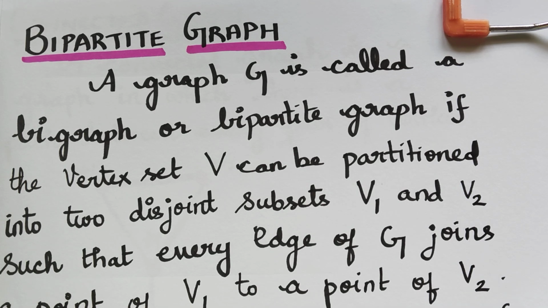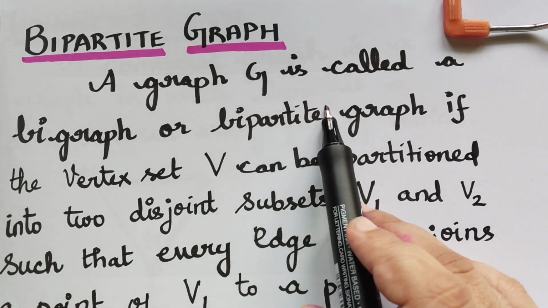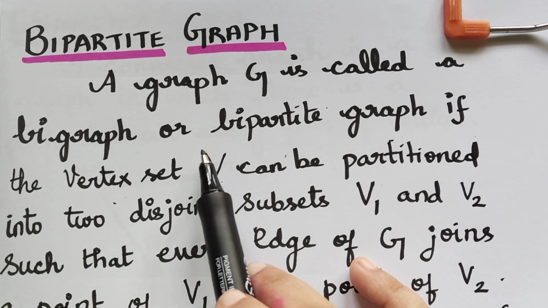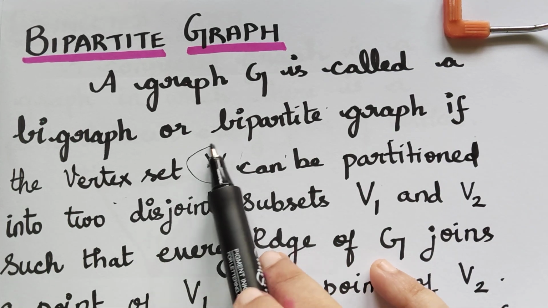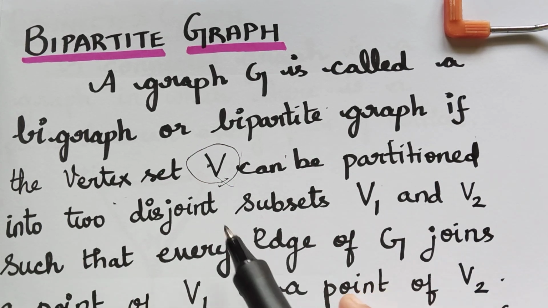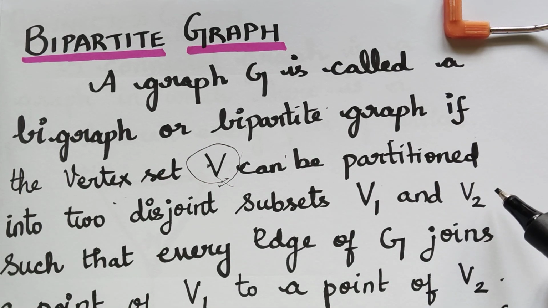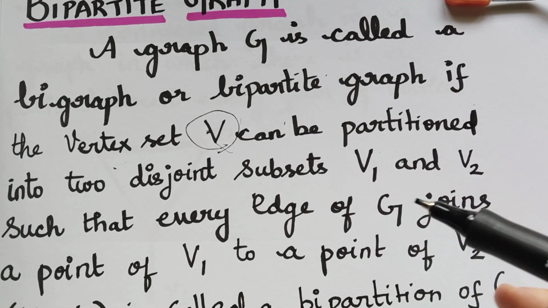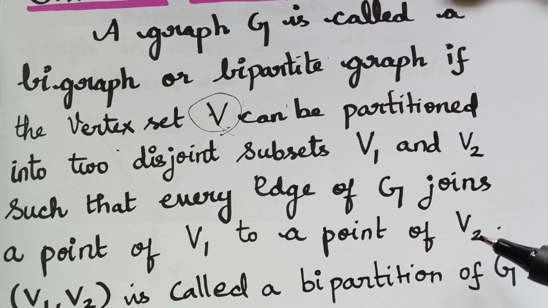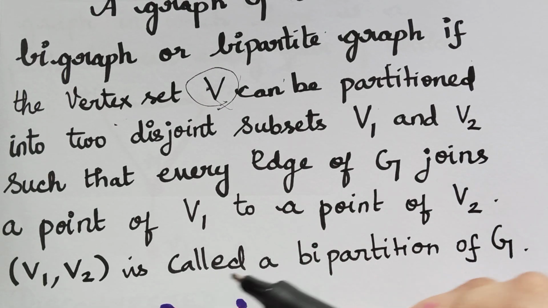Next we have the bipartite graph. A graph G is called a bigraph or bipartite graph if the vertex set V of the graph G can be partitioned into two disjoint subsets V1 and V2 such that every edge of G joins a point of V1 to a point of V2, and this pair V1, V2 is called the bipartition of G.